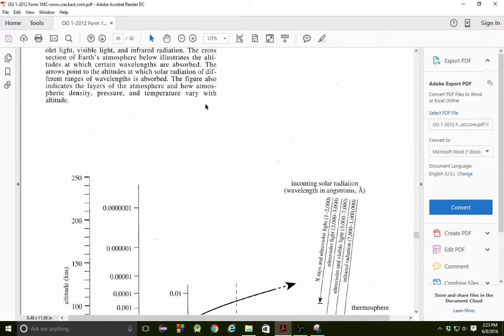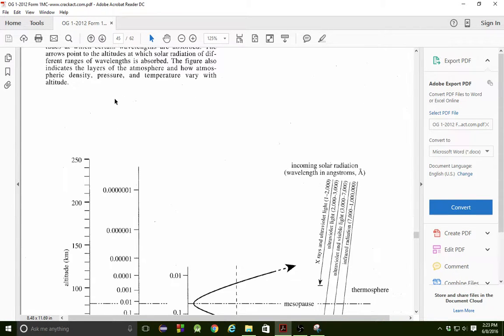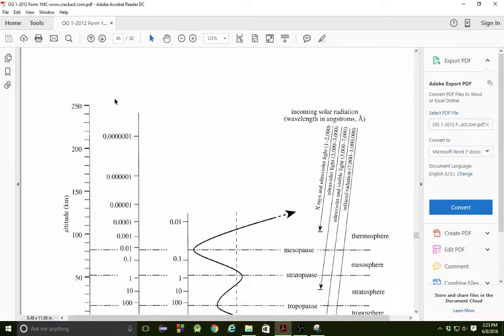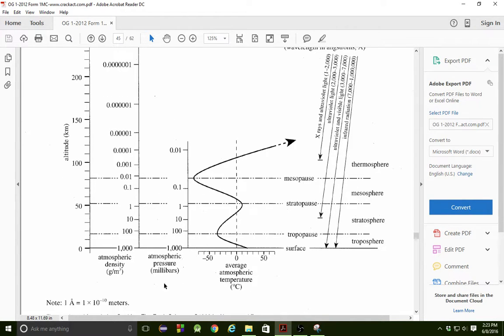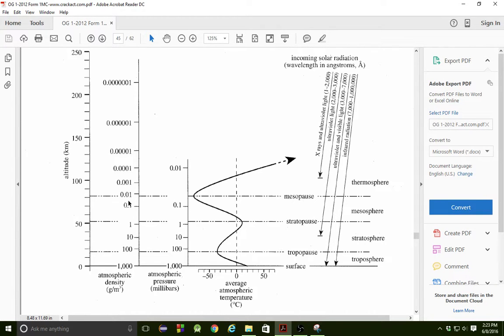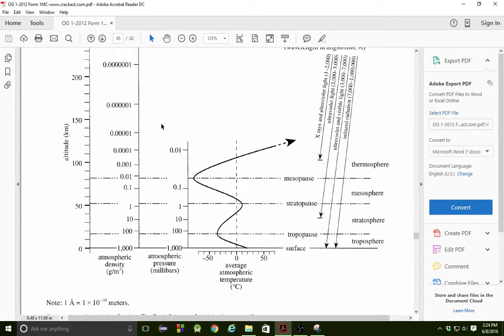The figure also indicates the layers of the atmosphere and how atmospheric density, pressure, and temperature vary with altitude. So we got an interesting figure over here. We got altitude in kilometers for the y-axis. This is like a triple graph. We've got atmospheric density, atmospheric pressure for the x-axis, and average atmospheric temperature for this x-axis. And yeah, we got the measures.